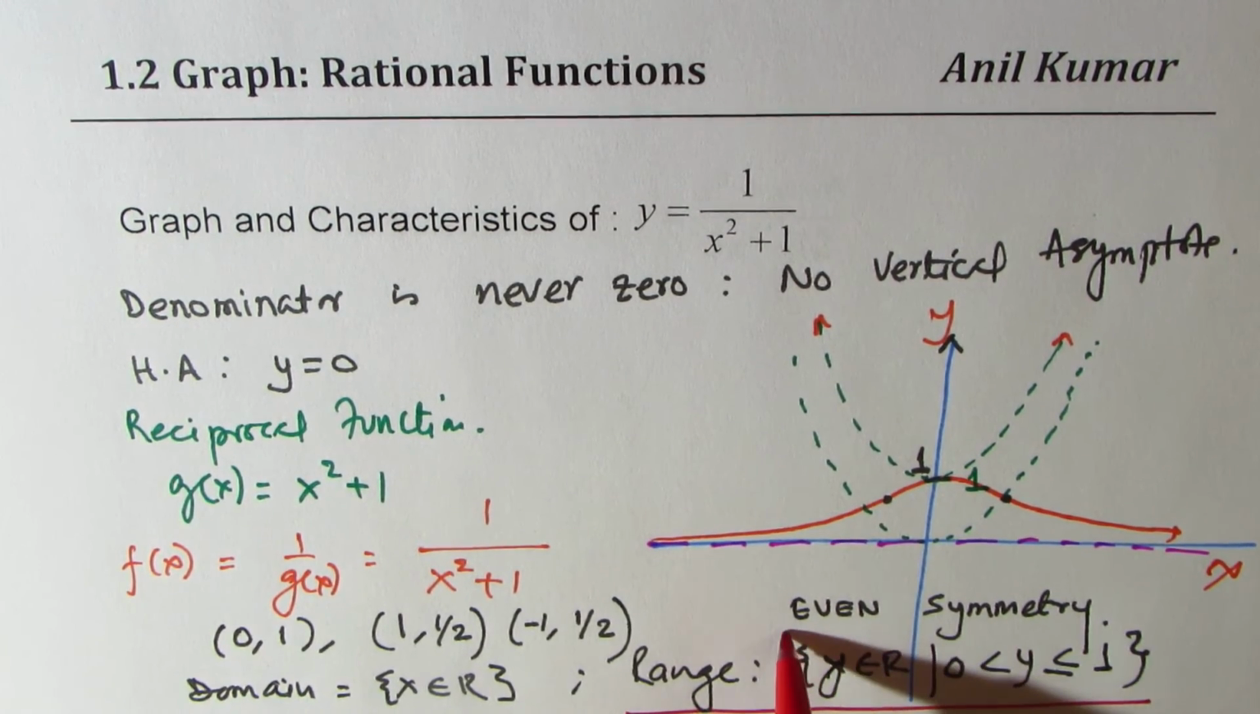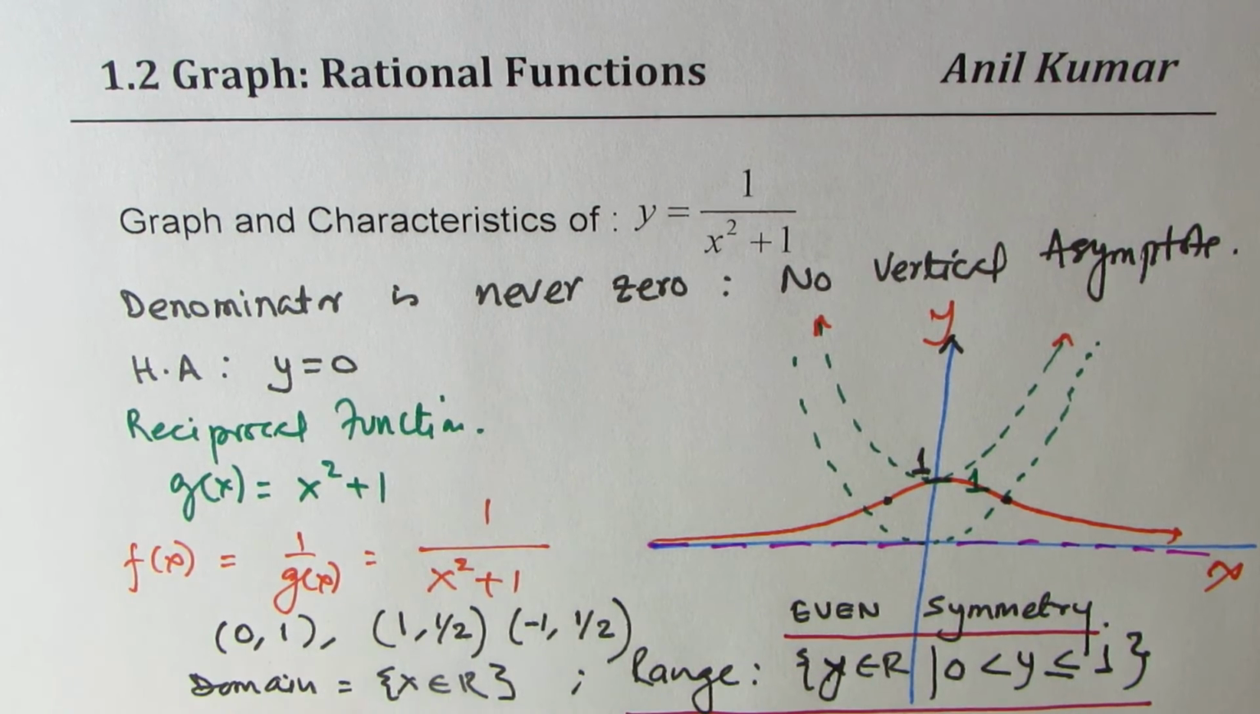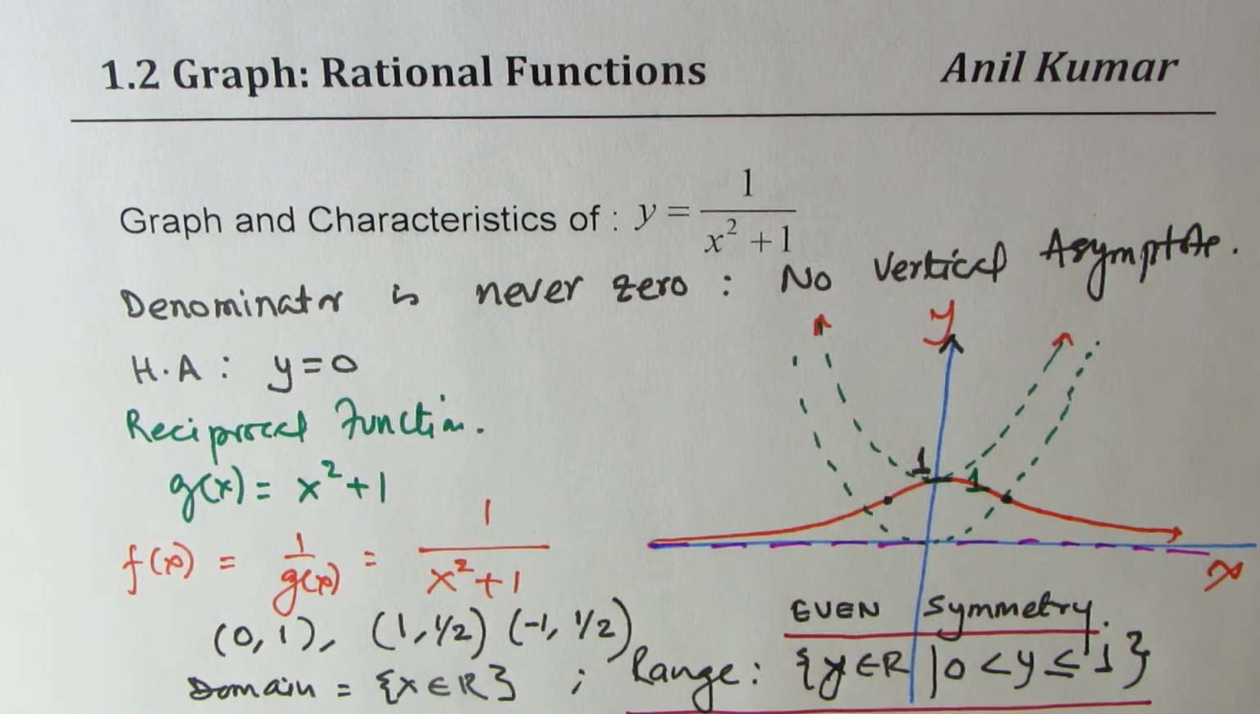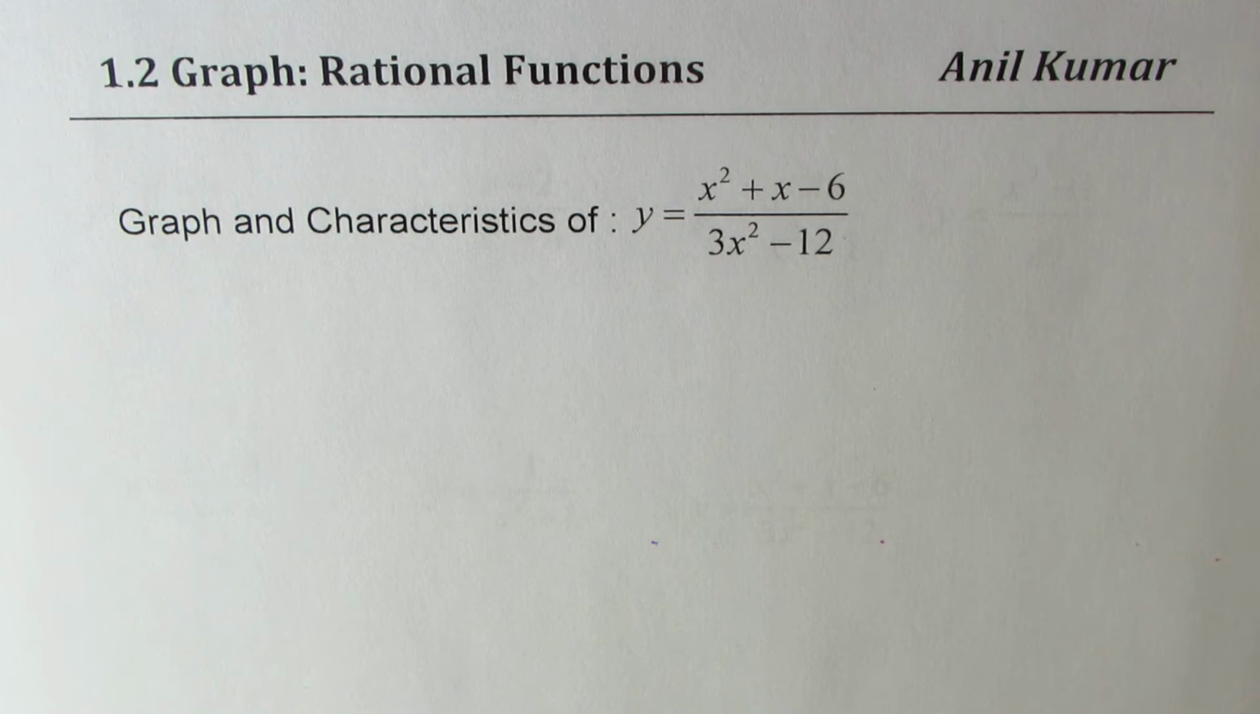So there are two major characteristics which you see in this example. One is that it's an even function. The other one is that the domain has no restrictions and the range has restrictions, correct? So the domain is not restricted. Perfect. Now let's take an example where we have restrictions in domain and range.